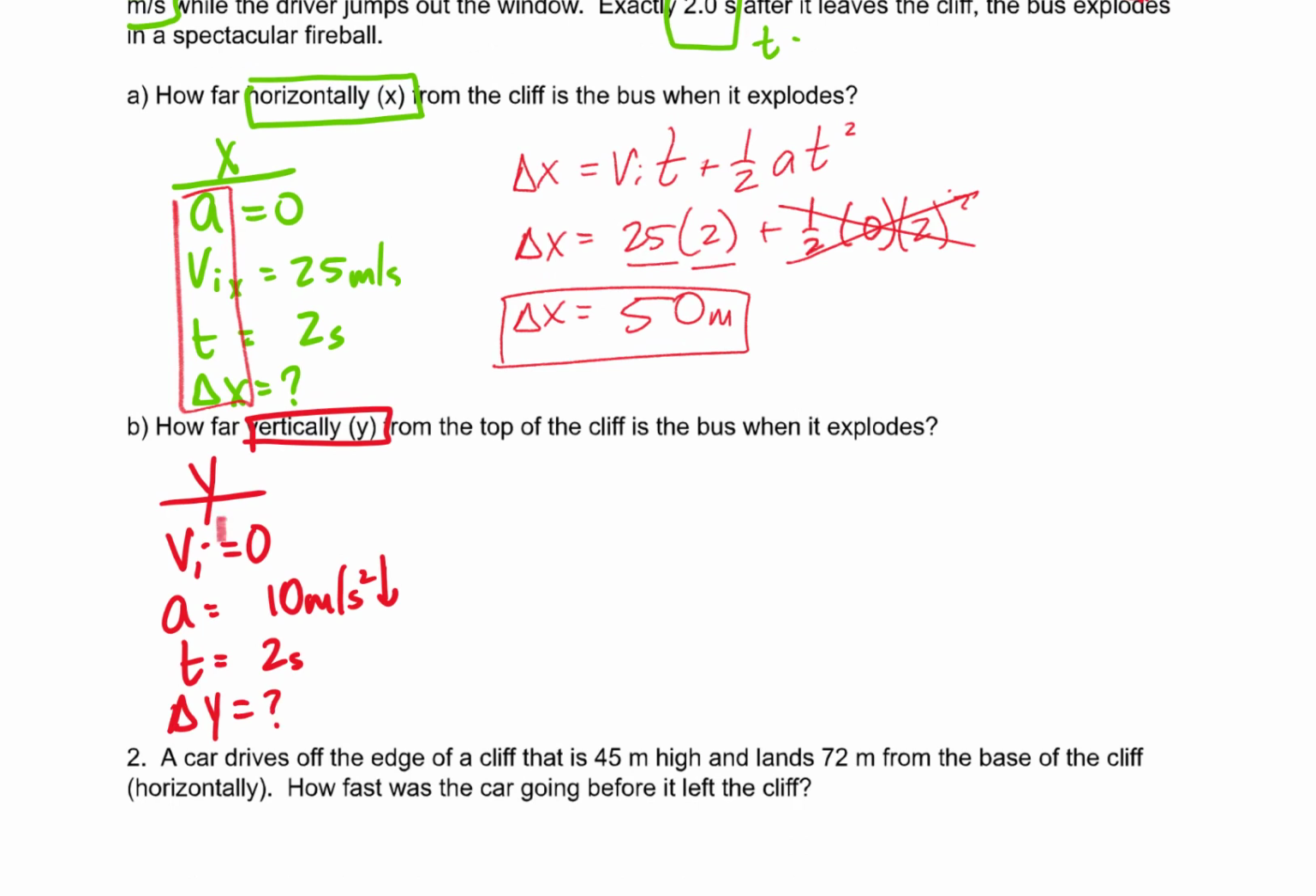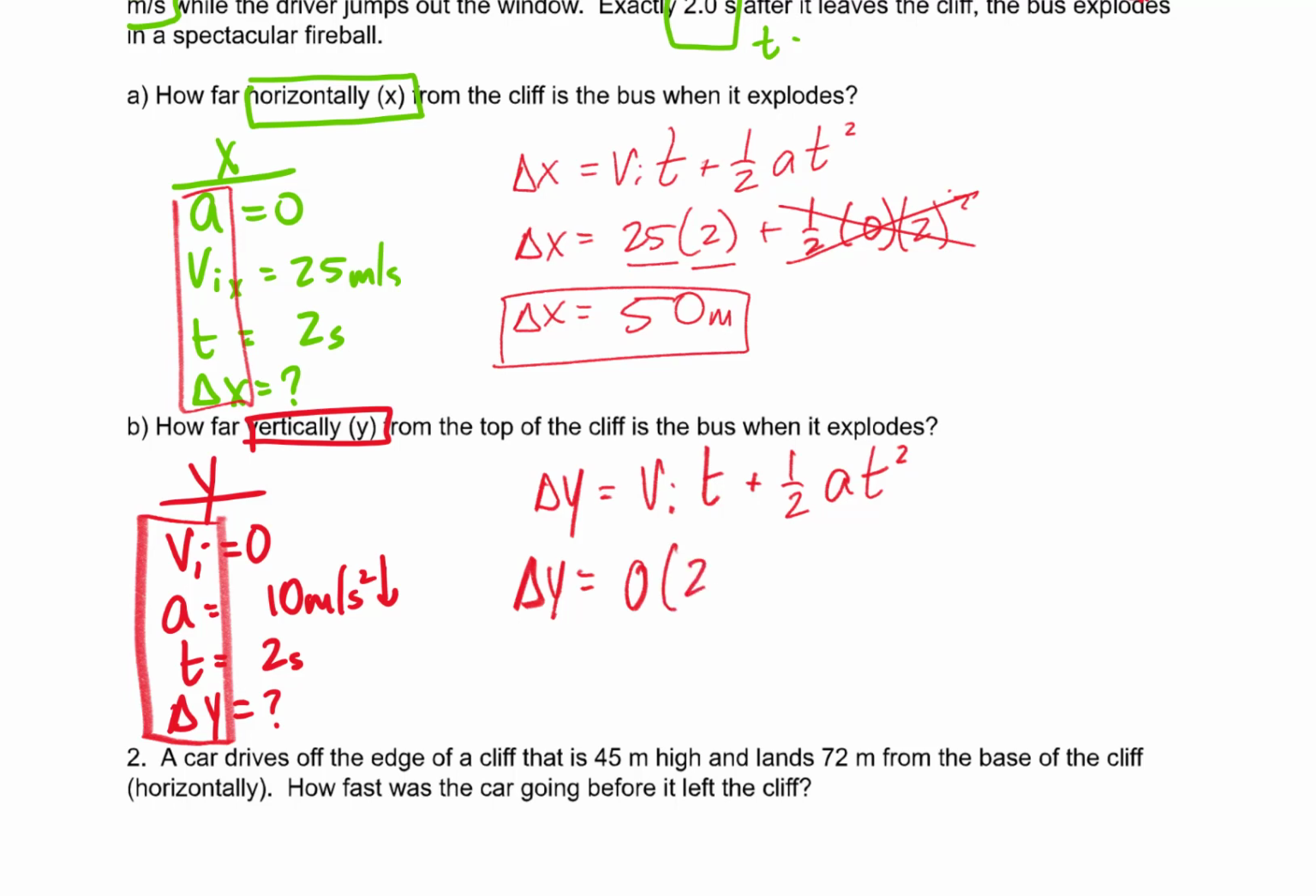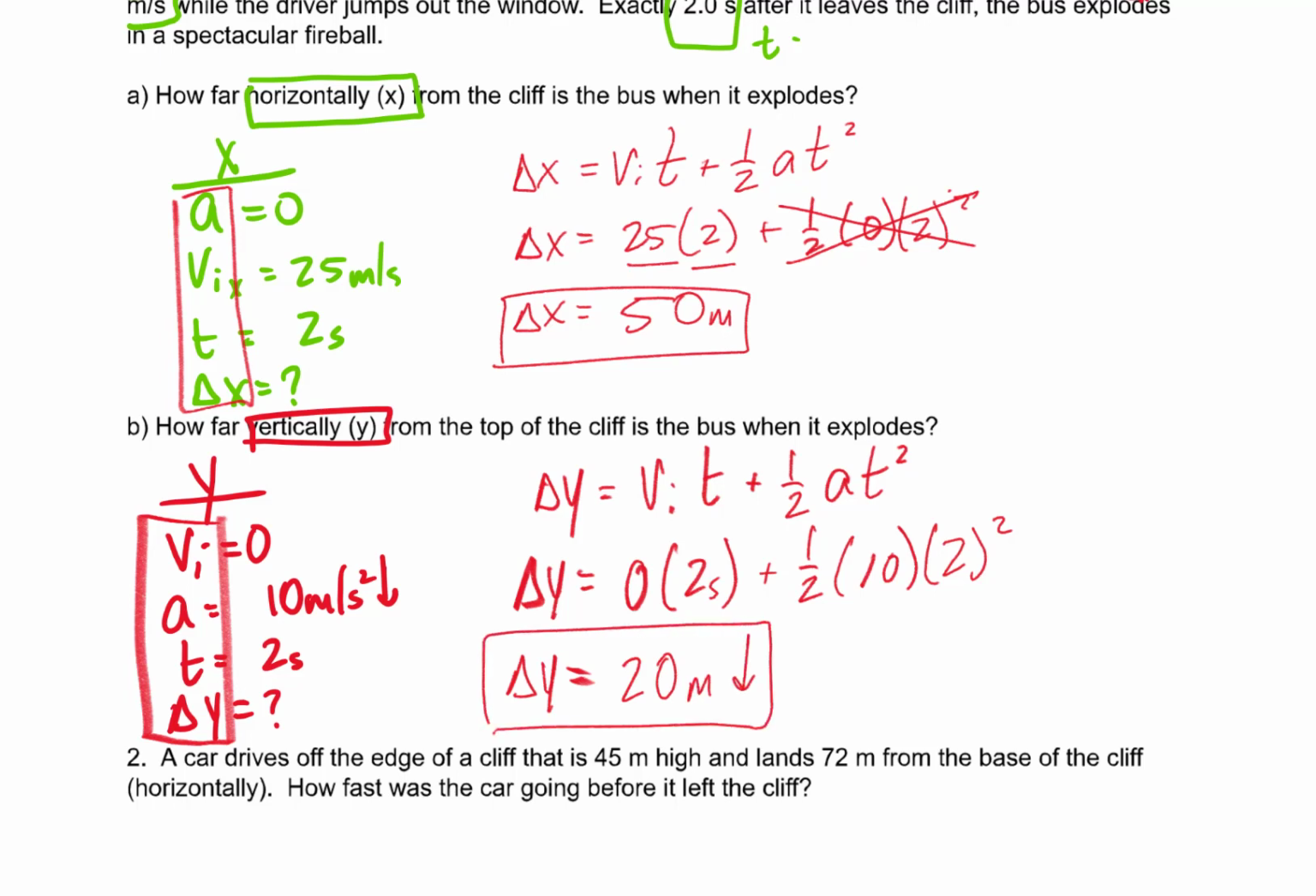Now, it's the same given information, so we're going to use the same equation. We're going to write it for delta y. So delta y is equal to v initial times time plus 1/2 acceleration times time squared. So delta y is equal to 0 times 2 seconds plus 1/2 times 10. We don't have to do a negative sign because everything's down, times 2 squared. So my delta y ends up being 20 meters, and it's 20 meters down because we fall down below the cliff.